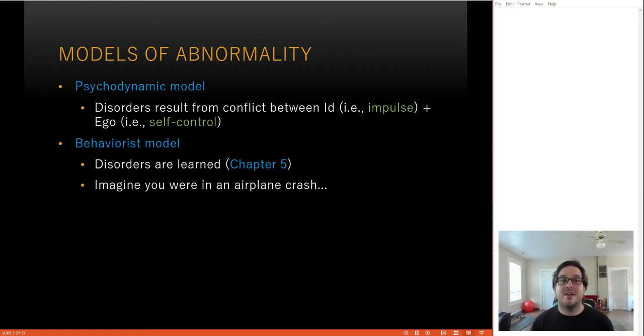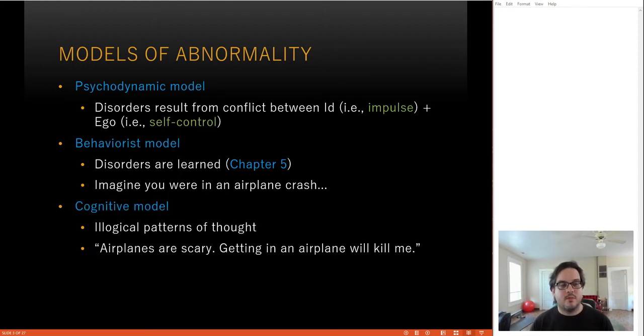You got on the plane. What was your reward? It crashed and burned. That is a very, very powerful association to learn, and that is through these models of learning that we covered before. The cognitive model complements the behaviorist model.